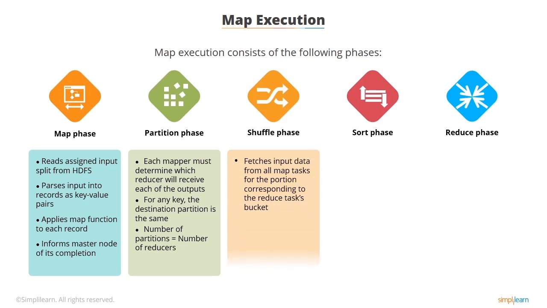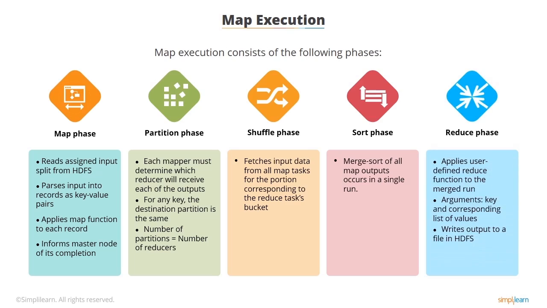In the shuffle phase, input data is fetched from all map tasks for the portion corresponding to the reduce task's bucket. In the sort phase, a merge sort of all map outputs occurs in a single run. In the reduce phase, a user-defined reduce function is applied to the merged run. The arguments are a key and the corresponding list of values. The output is written to a file in HDFS.